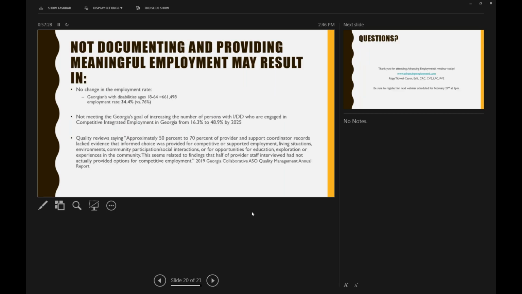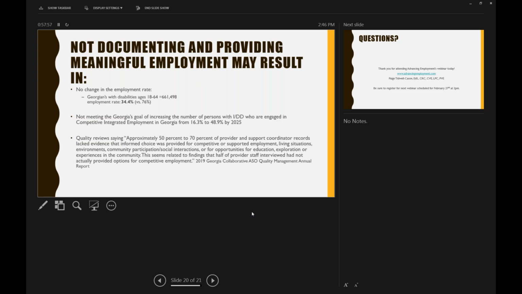Okay, so here we are at the end. We've talked about things that have been in place for quite some time, and we're still not where we need to be. But if we start thinking about how we are providing informed choice, whether it is truly informed choice, and documenting it, there would be positive results. But if we don't do it, there are going to be some negative consequences.